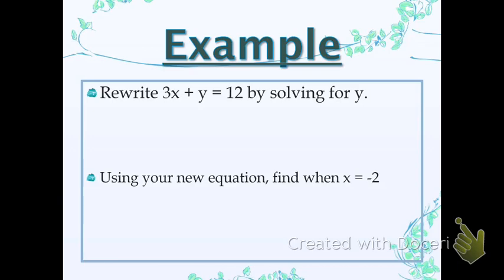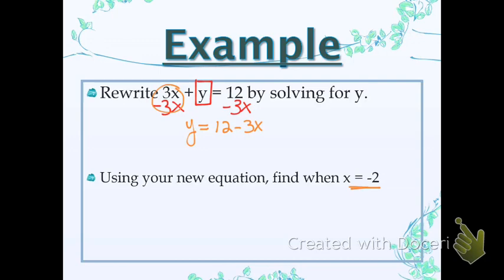Before we get into that, we're going to take a step in between and start by solving the original equation for y. Remember, that's where we want to isolate the y, and we're going to use inverse operations to do that. So the inverse of adding 3x would be subtracting 3x. 3x minus 3x is 0. 0 plus y is y. On the other side of the equation, 12 minus 3x, those are not like terms, so that's as far as I can go. I can't combine those.